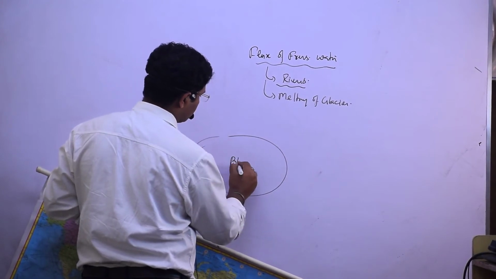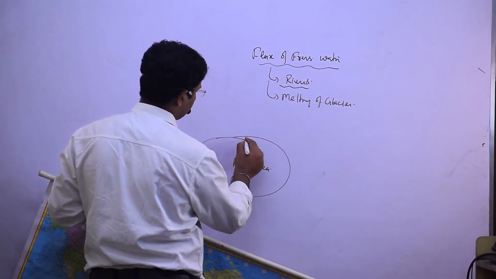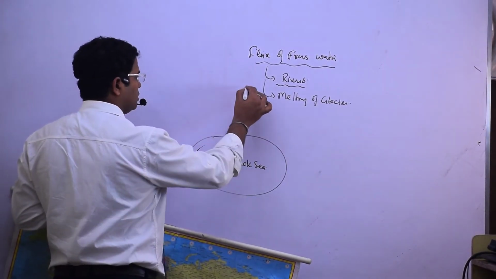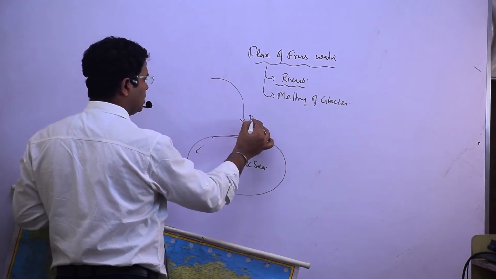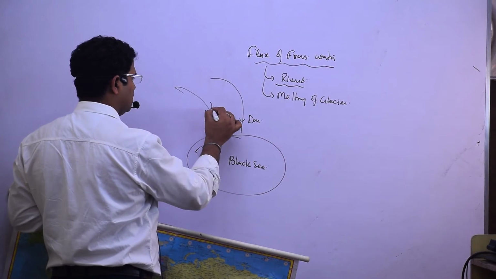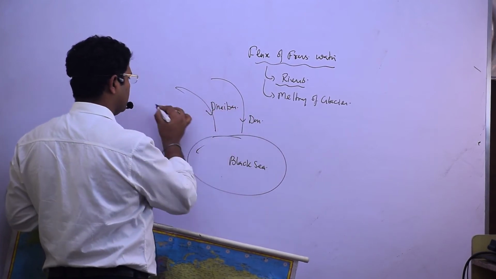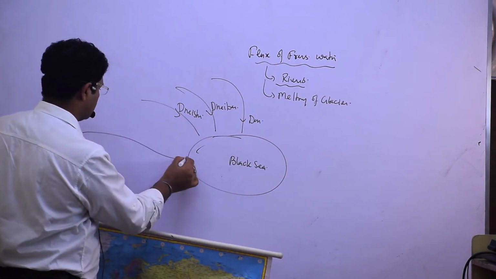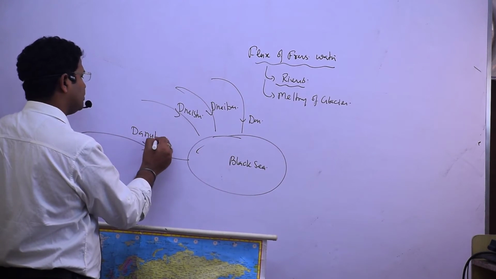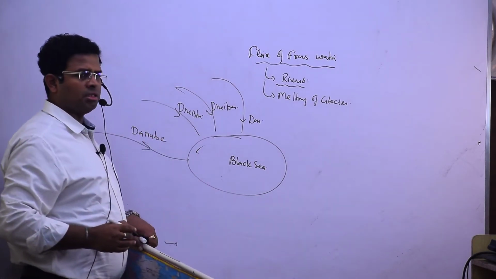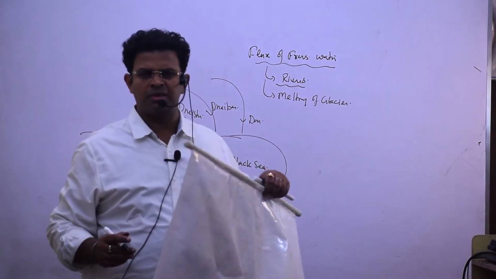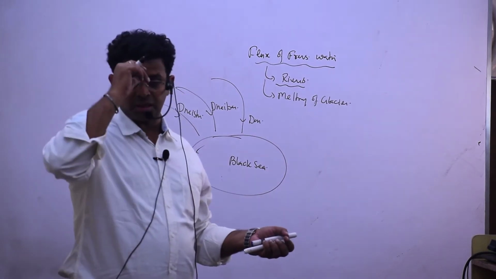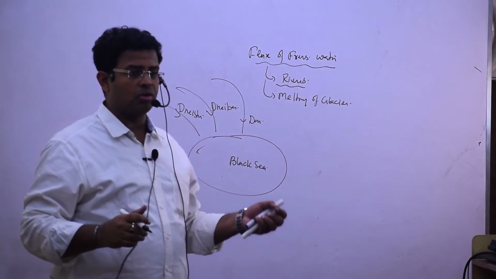I said that Black Sea. And the Black Sea, if I am talking about, there is a Black Sea, and this is the Don River, this is the Dnieper, this is the Dniester, this is the Danube. So in the Black Sea, several major rivers are coming. Not only these four rivers, but several other rivers are coming and contributing a large amount of fresh water.